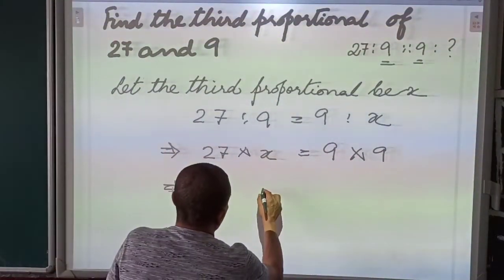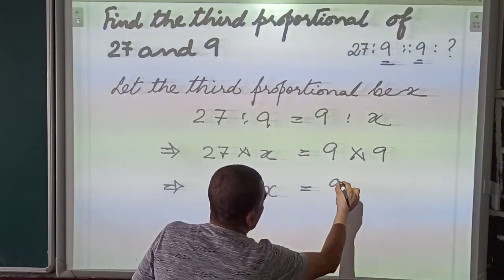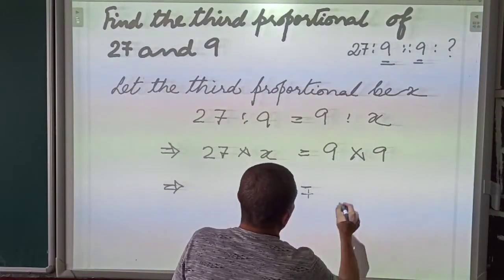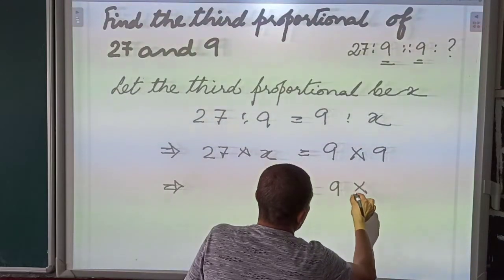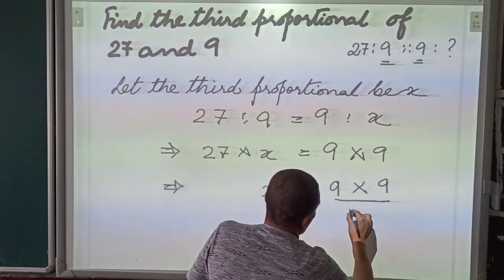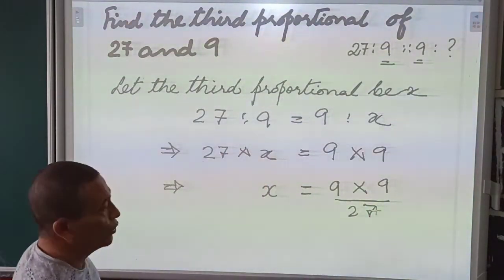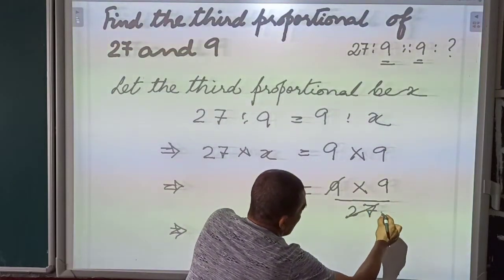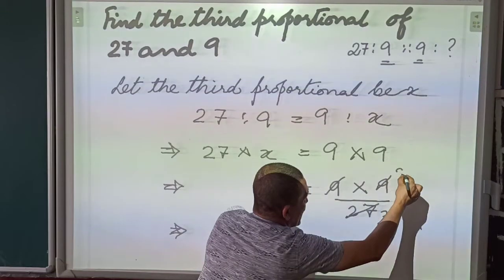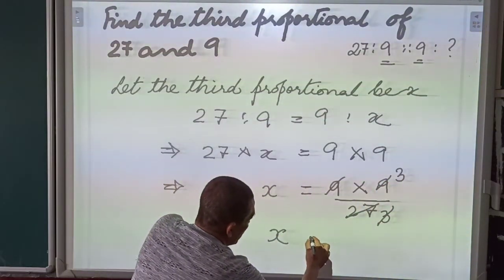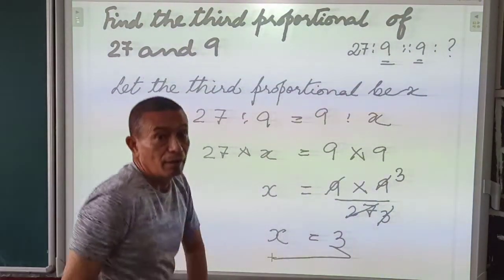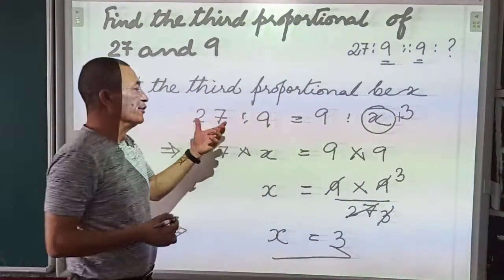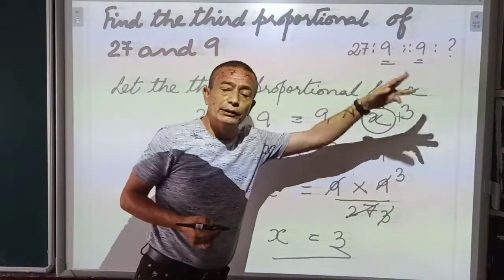Now, x will be equal to 9 multiplied by 9 divided by 27. So I can now cancel it. 9 3s are 27 and 3 3s are 9, which means x will be equal to 3. So now we can consider this x, that is the third proportional, to be 3, and we can read it as 27 is to 9 is equal to 9 is to 3.